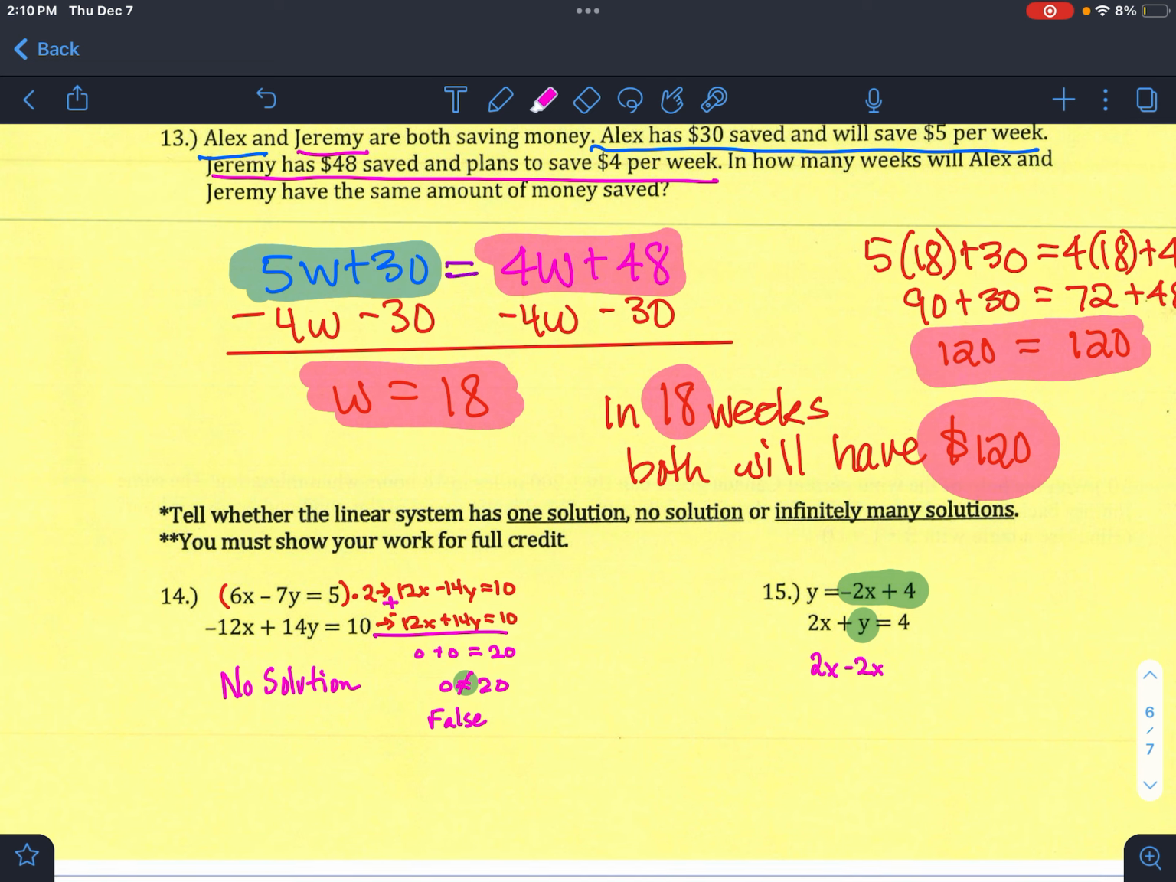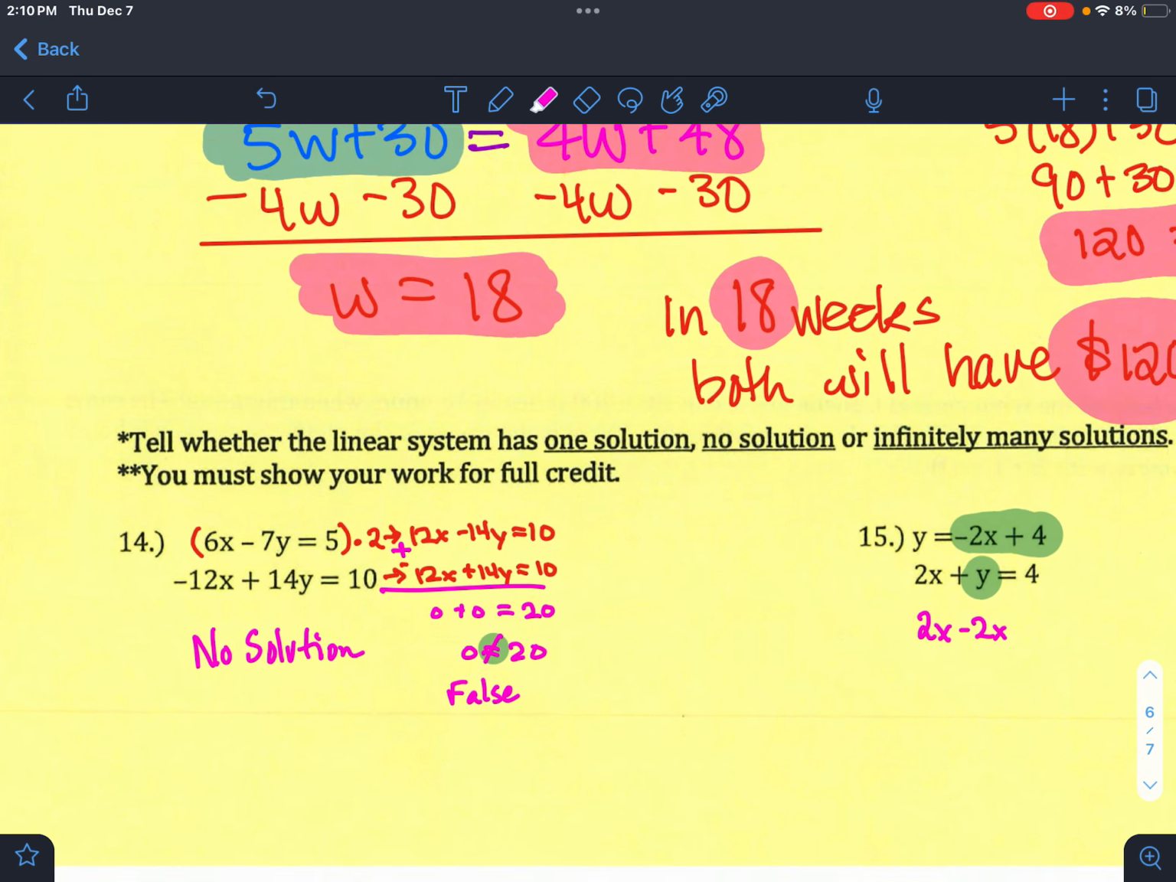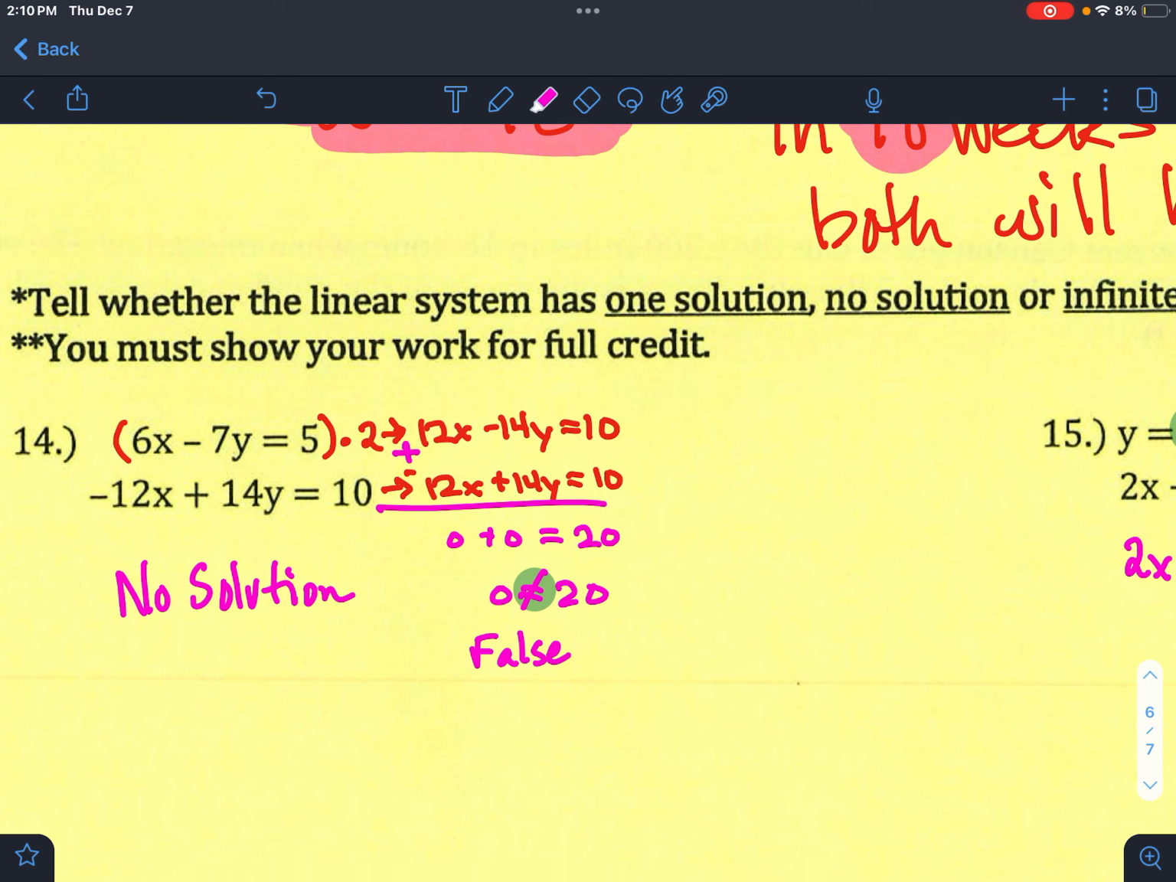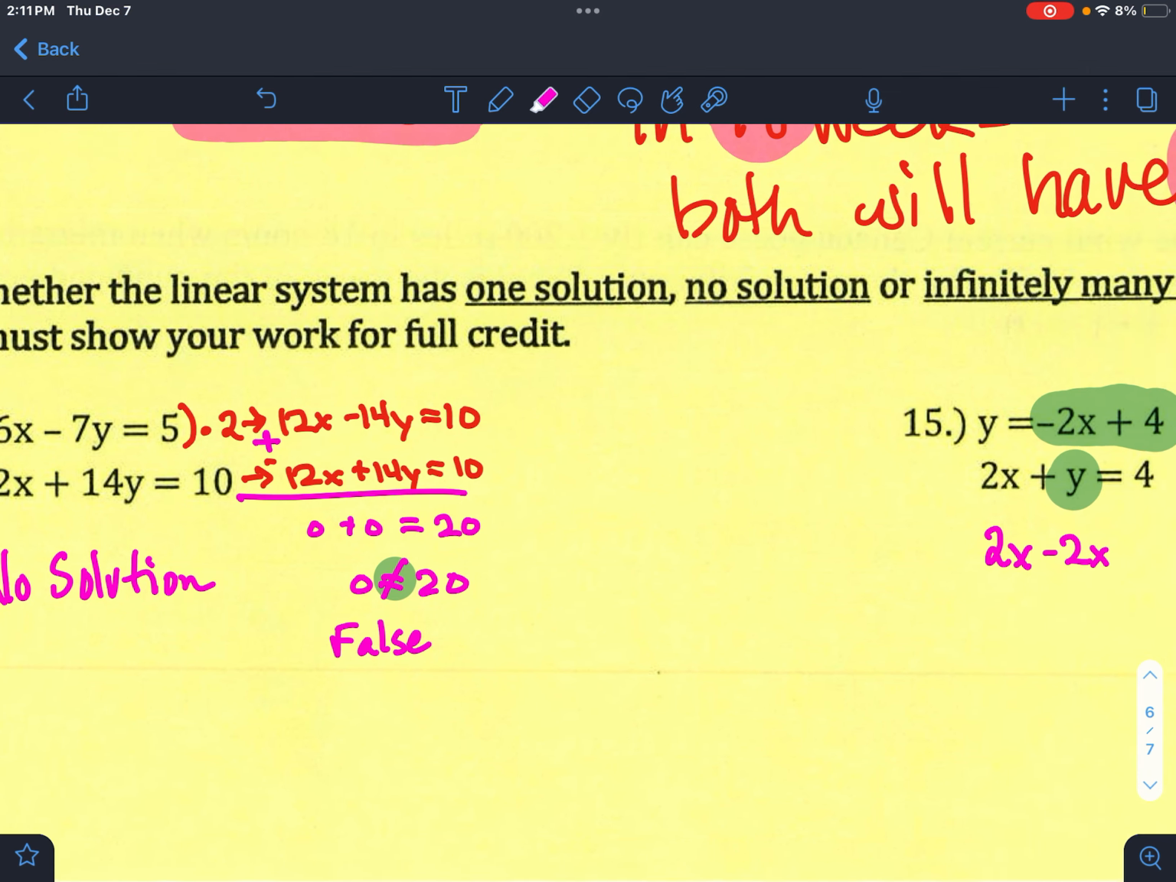On 14, it asks me to say whether there is one solution, no solution, or infinitely many. And on 14, I went ahead and solved using elimination. This is also a repeat question. I eliminated the x's and y's, and I get 0 equals 20, which is not true, it's false, so it's no solution.